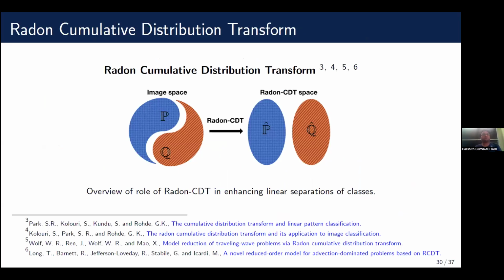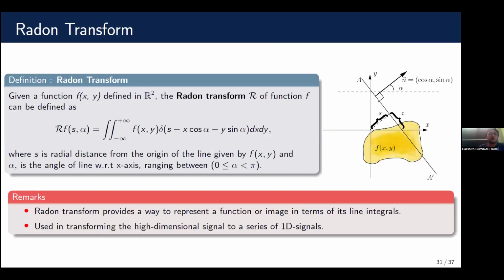So the next part is radon cumulative distribution transforms, which is widely used in image classification, in computer vision, and image processing. The first part is the radon transform, which is basically an integral transform.